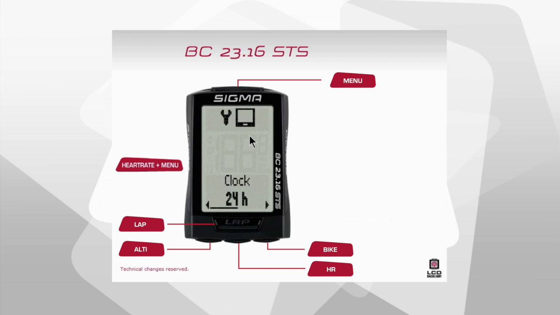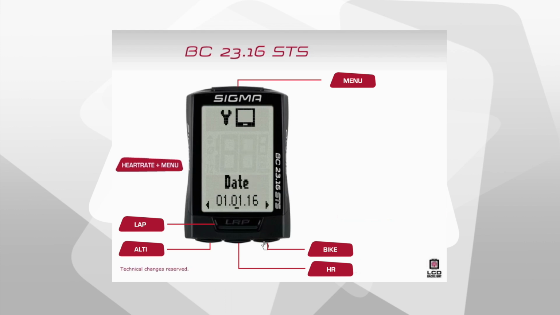Open this setting and start by choosing the desired time format, 12 or 24 hours. Once you have confirmed your selection, you can set the time. Press the bike button to change the flashing hour value and the menu button to confirm the value you have set. Next, repeat the same process for the minutes value.